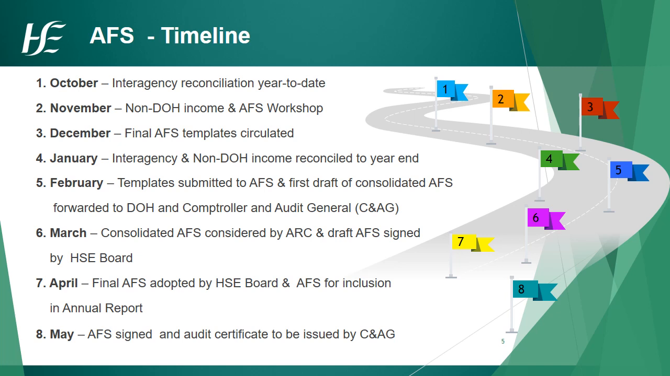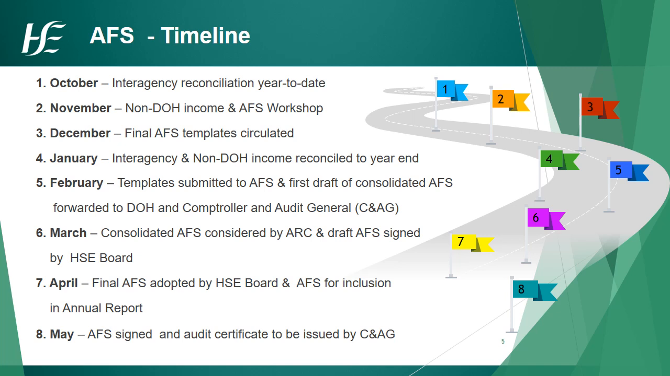Interagency and non-Department of Health income are reconciled to year-end and submitted to the AFS team. In February, each area then submits their completed AFS template electronically to the AFS team for consolidation. This includes capital commitment details and income figures confirmed at year-end by Treasury and Capital. The first draft of the consolidated AFS, including the notes to the accounts, must be completed and forwarded to the Department of Health and the Office of the Comptroller and Auditor General, C&AG, by the end of February.